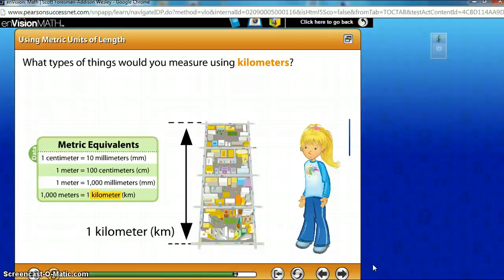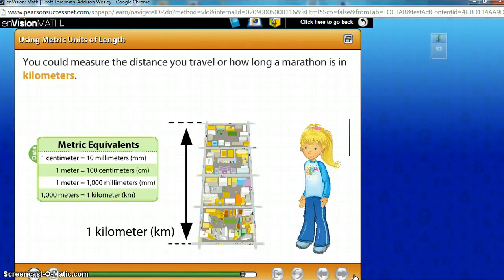I know that a yardstick is very similar to a meter stick, so I don't know how that makes a comparison. Isn't 1 kilometer 3,000? Because it says 1,000 meters equals 1 kilometer, and there's 3 feet in a meter. So when you take 1,000 times 3, that would give you about, but remember a mile is 2,500 and something. Yeah, I see where you're going with that. He's smart. You could measure the distance you travel or how long a marathon is in kilometers.